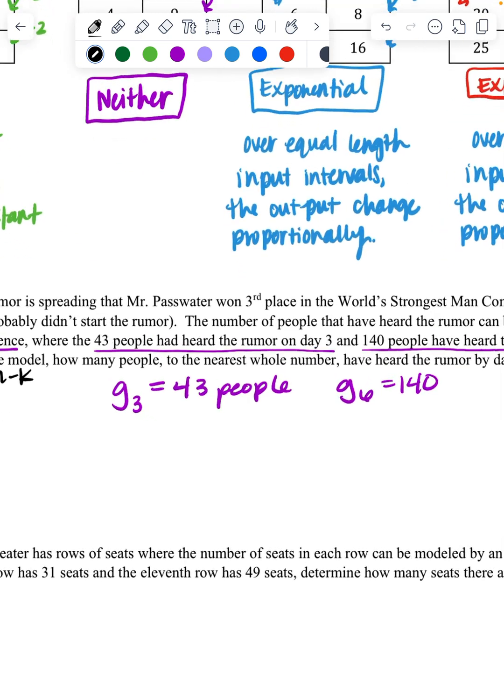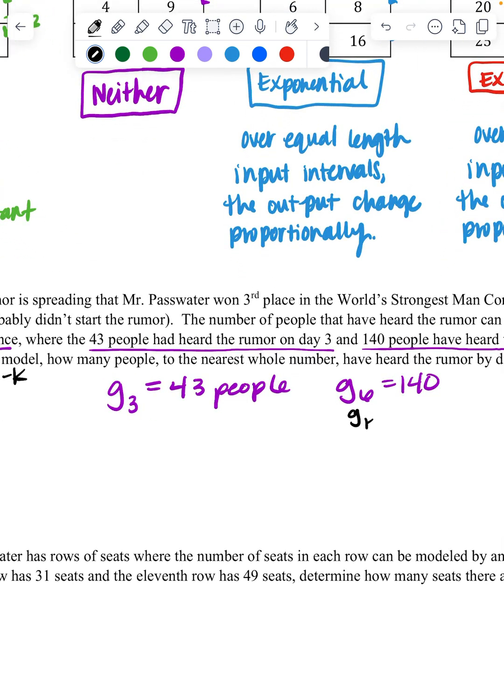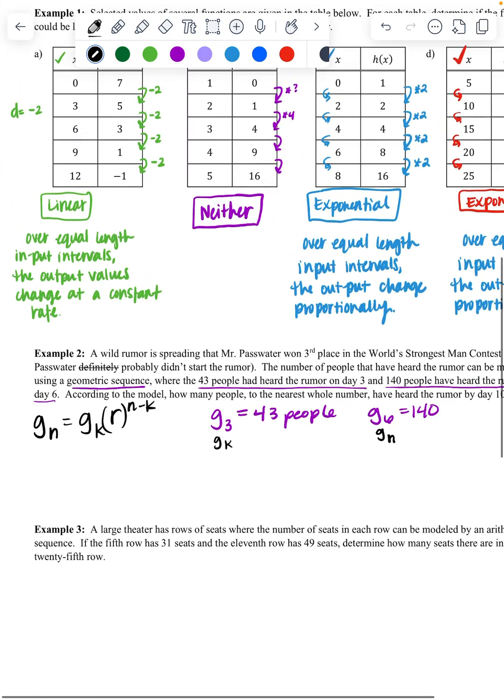So we are going to substitute g sub 6 as our k. I'm sorry, typically we want the bigger one to be g sub n. So I'm going to substitute g sub n with our g sub 6, 140, and our g sub k is going to be g sub 3. So if I substitute those values in, g sub n is 140, g sub k is 43. We do not know what r is. n is 6 and k is 3.